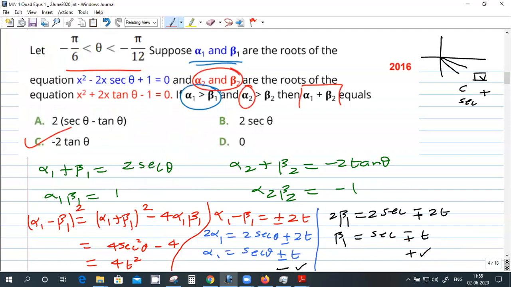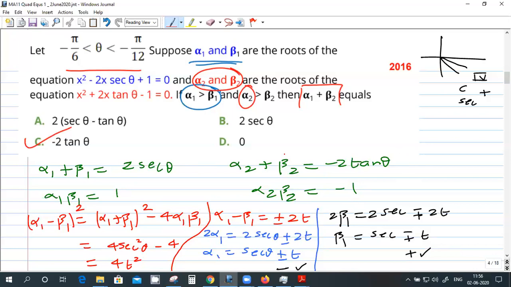So one important thing to realize is where the angle is, in the fourth quadrant. In the fourth quadrant, cos and secant are positive. Then you have to find the roots alpha 1 and beta 1 by using alpha 1 minus beta 1 whole square equal to alpha 1 plus beta 1 whole square minus 4 alpha 1 beta 1. So we'll get the roots alpha 1, beta 1. And then it's given alpha 1 is greater than beta 1, so from that you have to decide which is alpha 1, which is beta 1. Right? Lengthy problem, but simple problem. Is it clear?